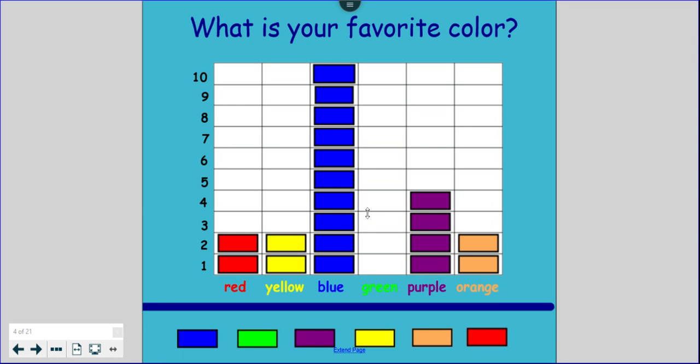All right, we're going to still keep looking at our favorite color graph that we made while we were still going to school. Can you tell me what color did 0 of our friends choose as their favorite color? 0. Remember, 0 is a number that means none. So 0 friends chose the color green as their favorite color. Can you tell me which color the most friends chose as their favorite color? Look at our graph and tell me which color did the most people choose?